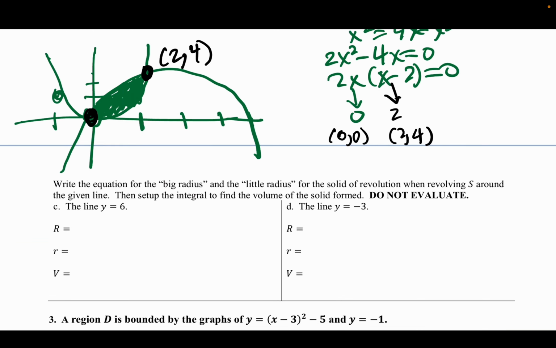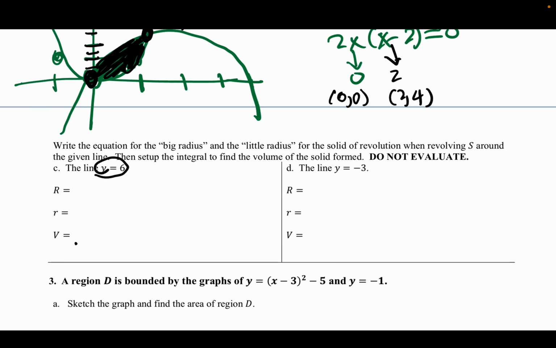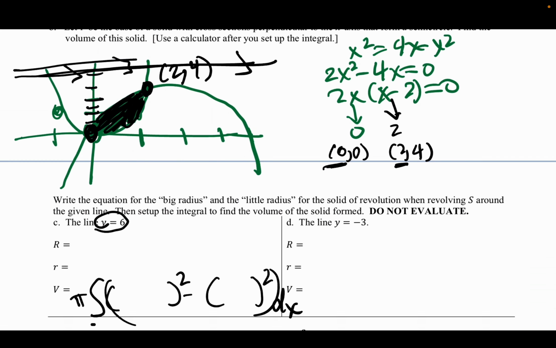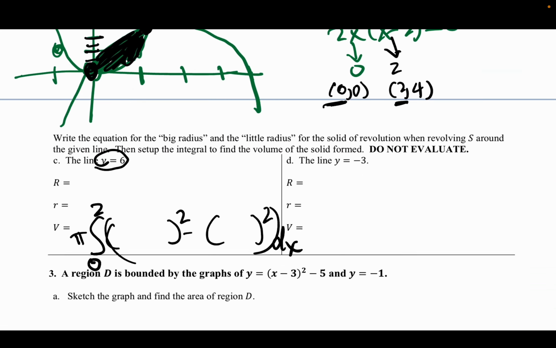Now we're going around the line y equals 6. So this is 1, 2, 3, 4, 5, 6. Y equals 6. This black region is not touching that line. This is like the x-axis, so I'm going to have it in terms of x: the integral of something squared minus something squared dx. My x's go from 0 to 2, and I'm doing it in terms of x because this is like the x-axis. So I'm going to go from 0 to 2.